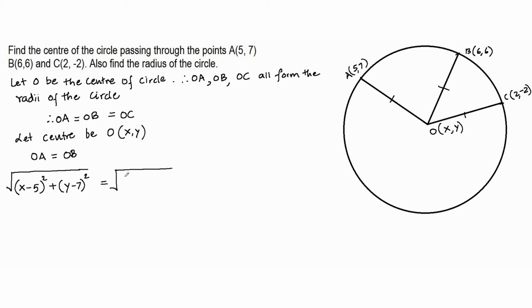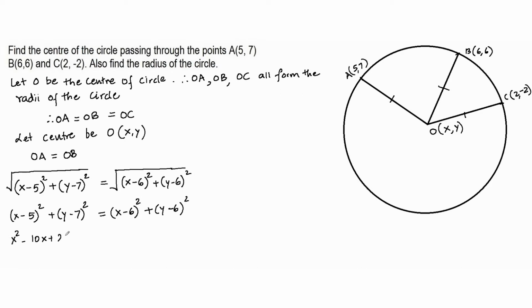So OB is going to be square root of x minus 6 the whole square plus y minus 6 the whole square. And now when I square both sides, I get x minus 5 the whole square plus y minus 7 the whole square is equal to x minus 6 the whole square plus y minus 6 the whole square. And therefore I get x square minus 10x plus 25 plus y square minus 14y plus 49 is equal to x square minus 12x plus 36 plus y square minus 12y plus 36.